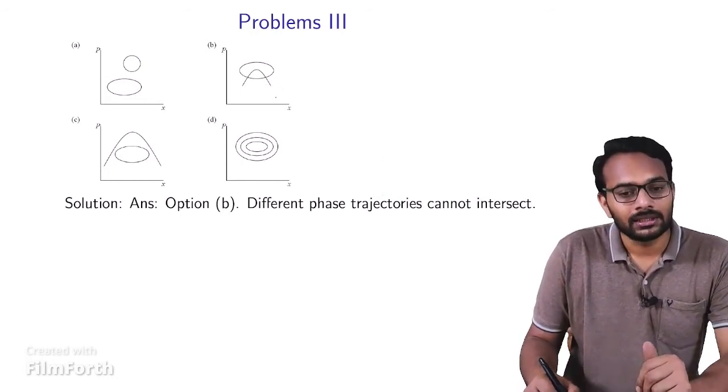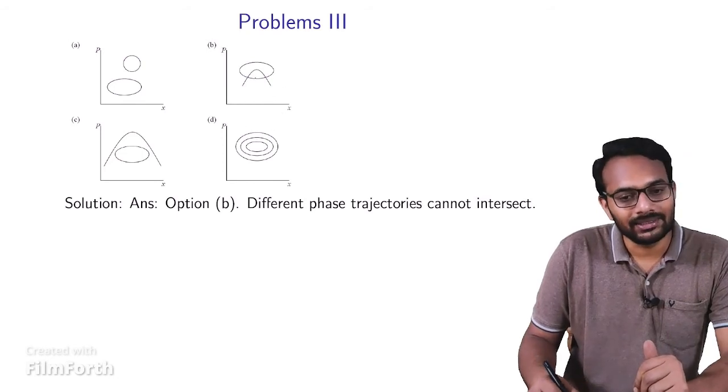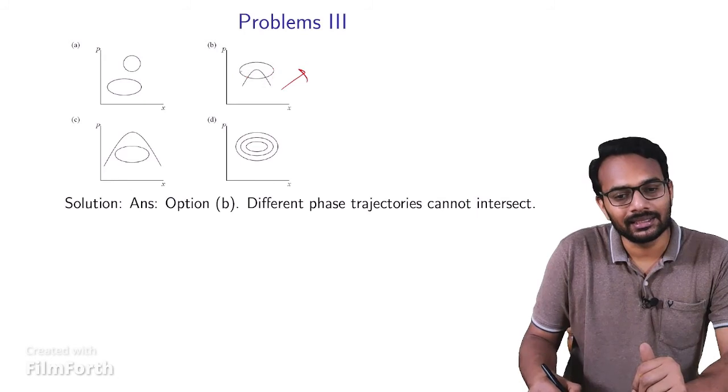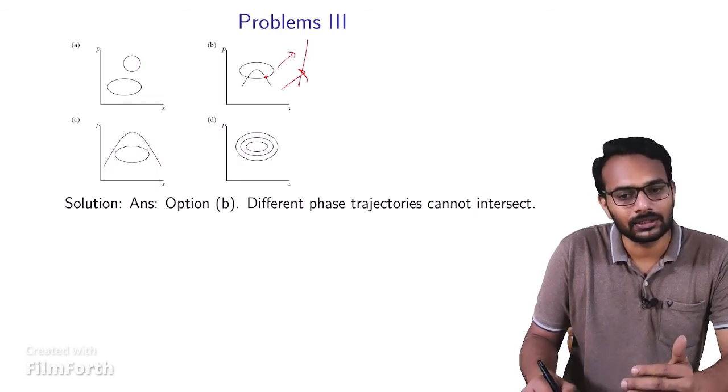So we see that for this case, these are intersecting. The different trajectories are intersecting. So at this point, it's not clear which way the evolution is. There's no unique evolution in this case. So this is just not possible.